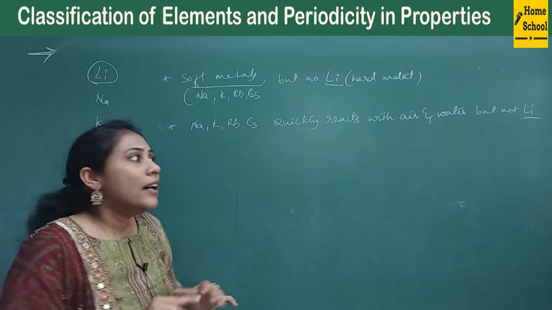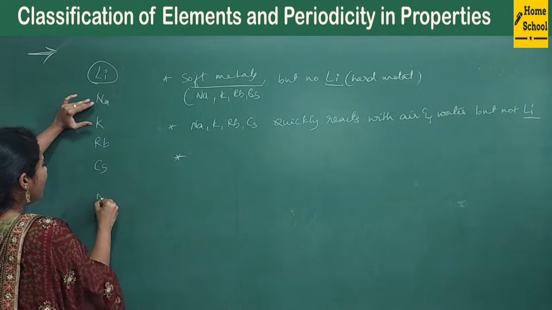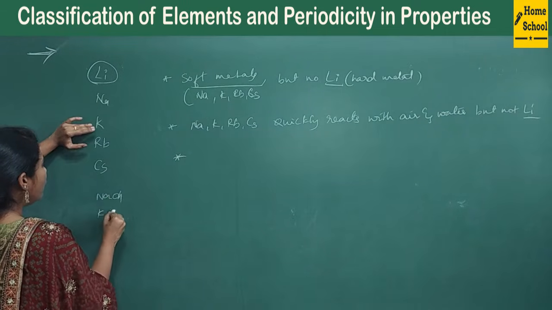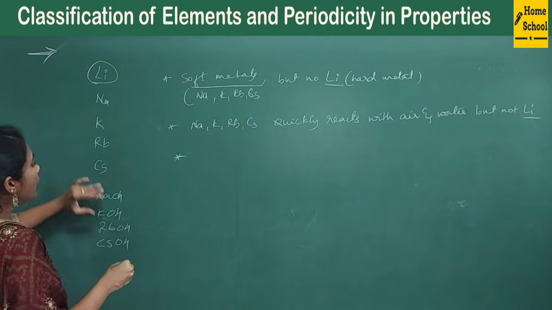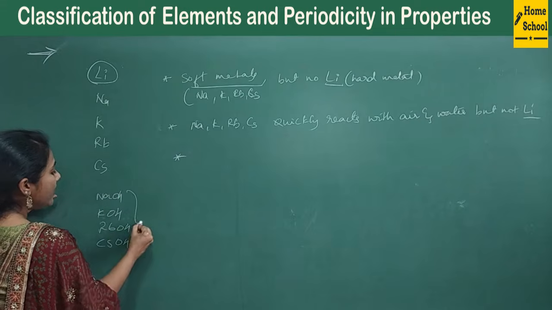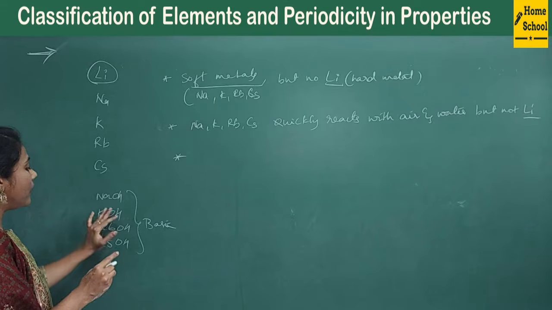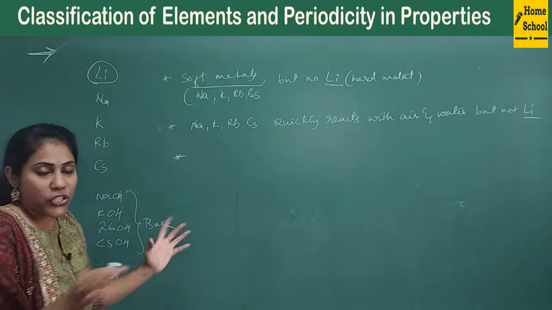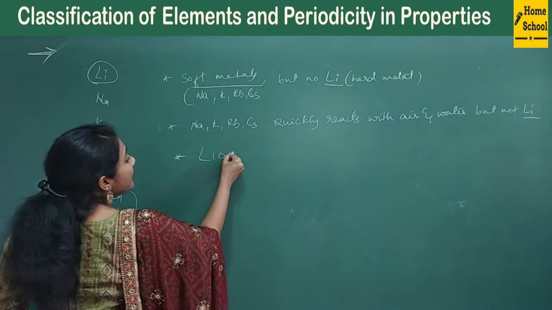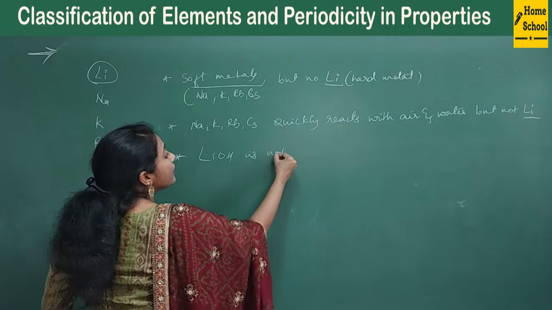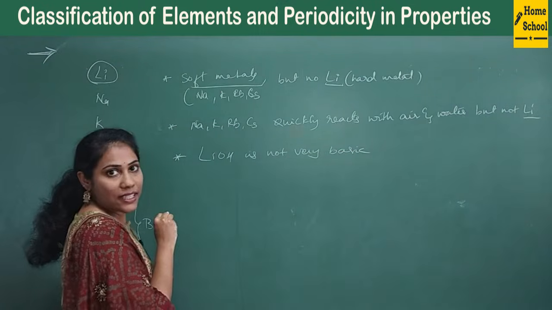Usually, when you have NaOH, KOH, RbOH and CsOH, these are their hydroxides. Usually these guys are basic, we say. Alkali metal hydroxides are strongly basic. That's a general idea that we studied in our lower classes. Whereas lithium hydroxide is not very basic.